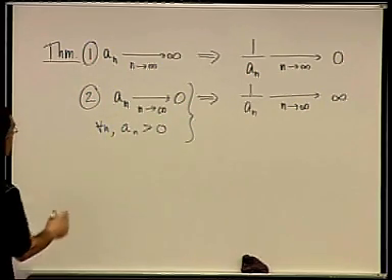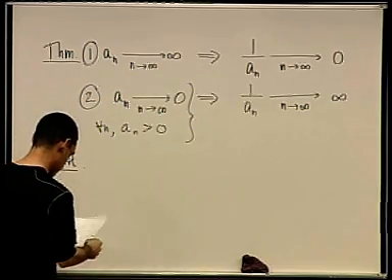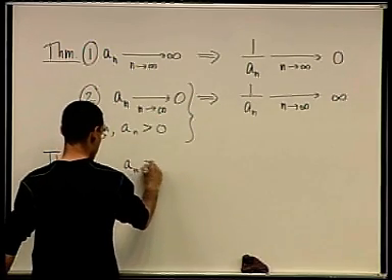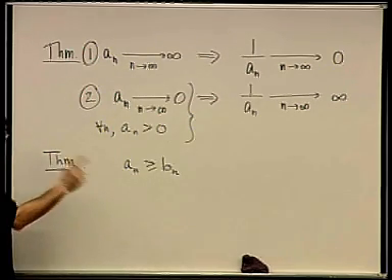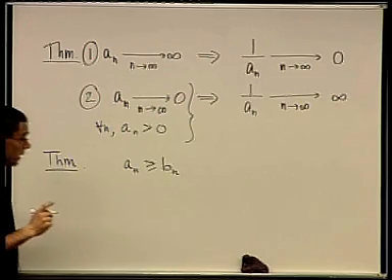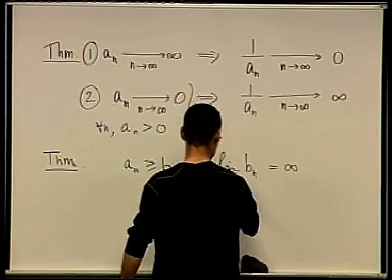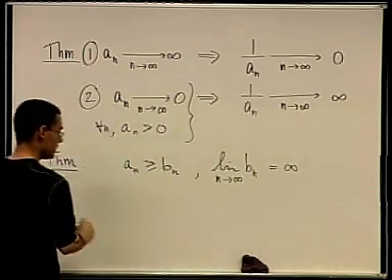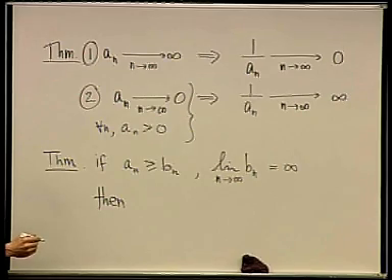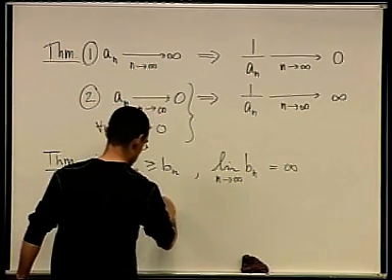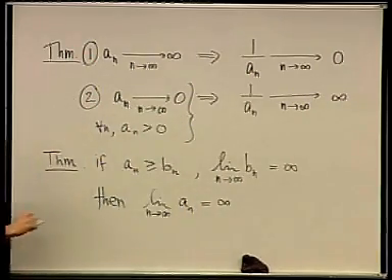Yeah, and maybe just one last theorem. The sandwich theorem. If a_n is greater than or equal to b_n, this is the sandwich theorem at infinity. We don't need a third sequence. And the limit of b_n is infinity. Then, what can we say? Right, then the limit of a_n's is infinity. Do you agree?